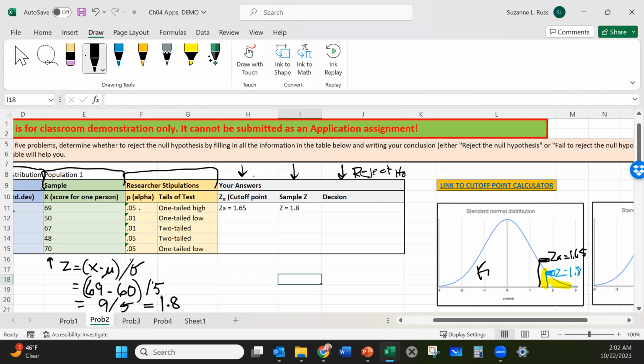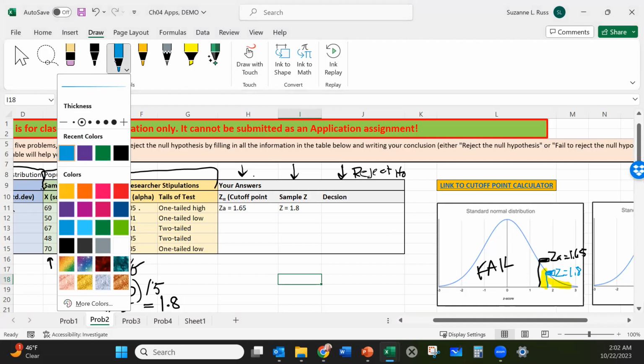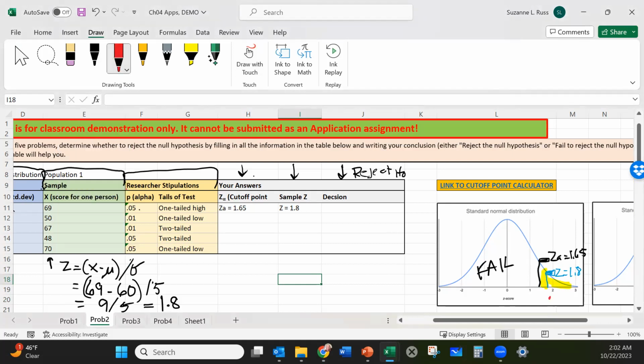We know that the fail region is everything that's not in the shaded region. So if the sample score had fallen anywhere in this right region, we would fail to reject H0. But because it falls into the shaded region, the researcher, here we go, let's get our red here. The researcher is happy. We've rejected the null hypothesis.